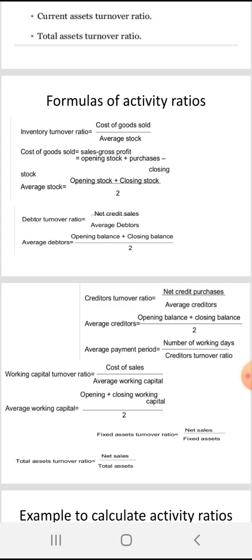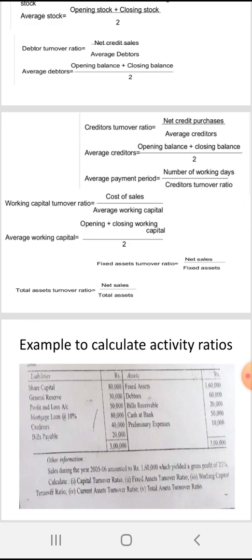Debtor turnover ratio is equal to net credit sales divided by average debtors. Average debtors is equal to opening balance plus closing balance divided by 2. Creditor turnover ratio is equal to net credit purchases divided by average creditors. Average creditors is equal to opening balance plus closing balance divided by 2. Average payment period is equal to number of working days divided by creditor turnover ratio.